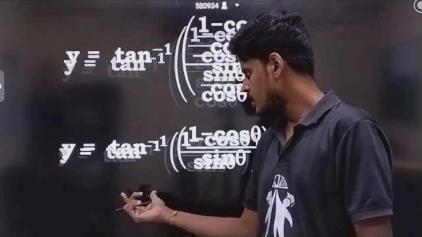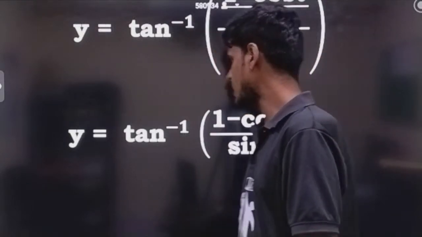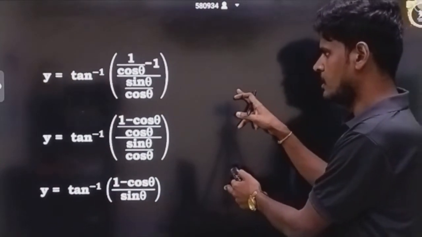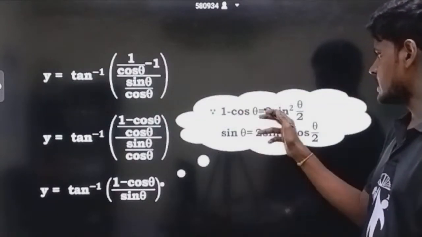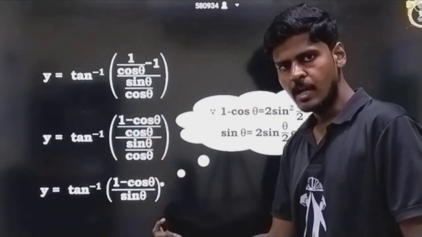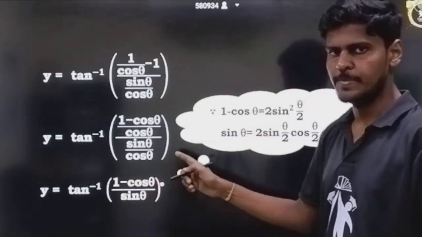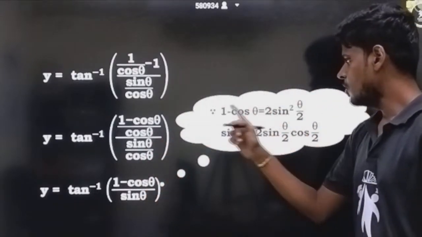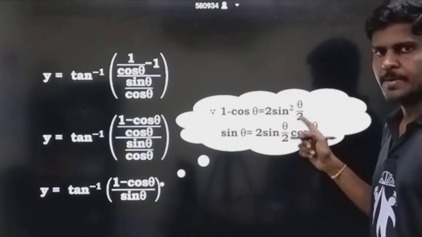Now we have to use the formula 1 minus cos 2 theta. What is 1 minus cos 2 theta? 2 sin square theta, and 1 plus cos 2 theta is 2 cos square theta. We will apply those formulas here and see what will happen. So 1 minus cos theta will be 2 sin square half the angle, that is theta by 2.